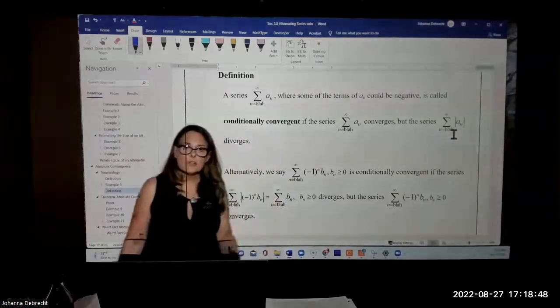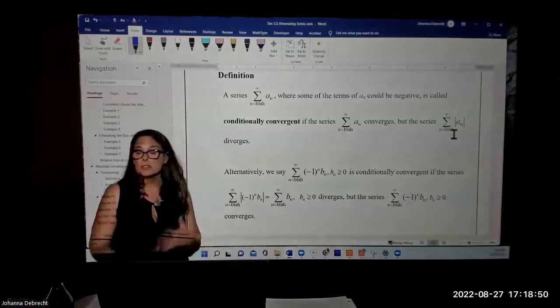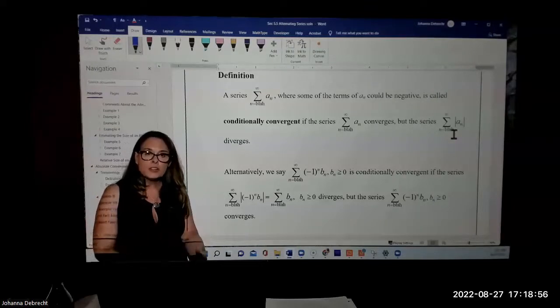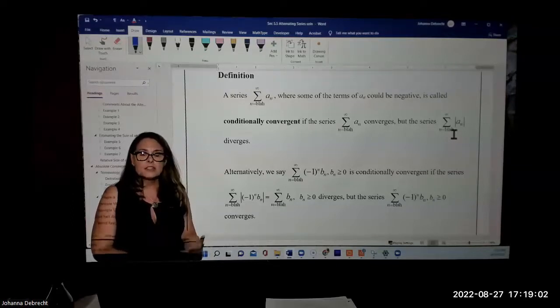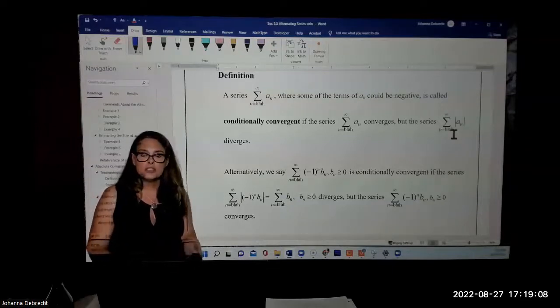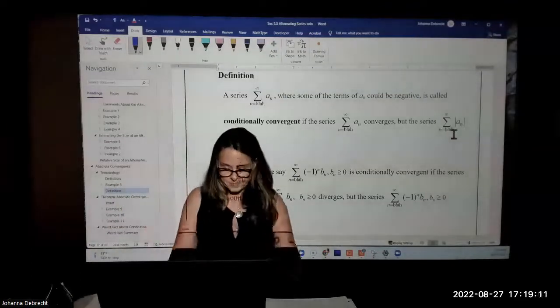We know that the absolute value of it is the harmonic series, which definitely diverges. So it's not absolutely convergent, but we know that the alternating harmonic series does meet the 3 conditions of the alternating series test, so it does converge. So we say that the alternating harmonic series is conditionally convergent.